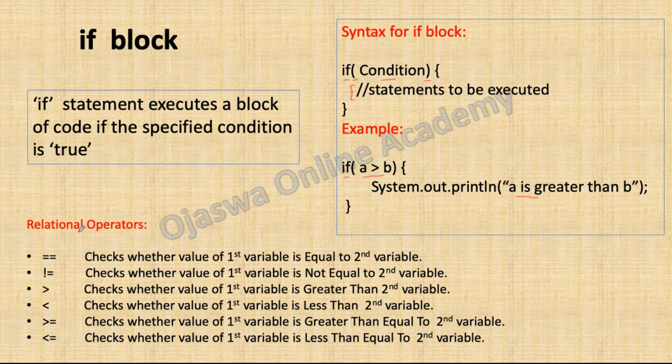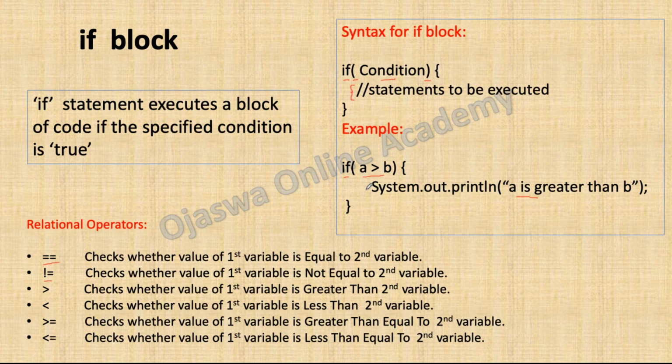Here are the examples of relational operators. Equal to checks whether the value of the first variable is equal to the second variable. Not equal to checks whether the value of the first variable is not equal to the second variable. Then we have greater than, less than, greater than or equal to, less than or equal to. This works exactly the way it works in mathematics. So when we write an if block, statements inside the if block are executed if the specified condition is true.